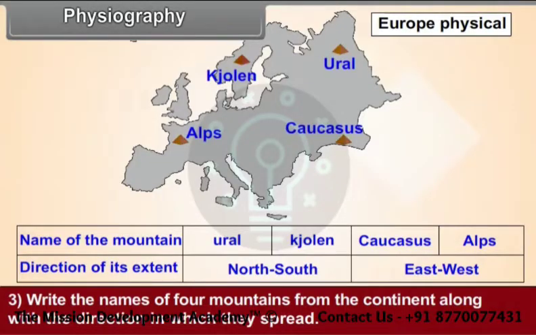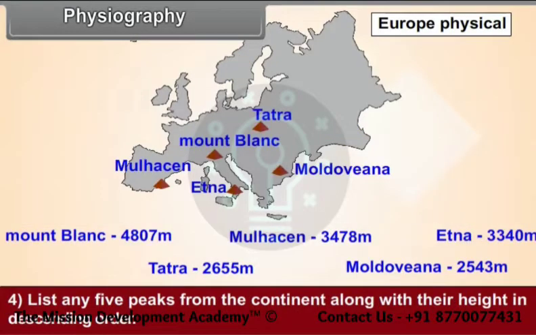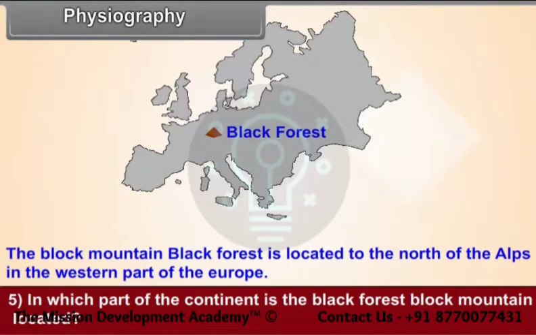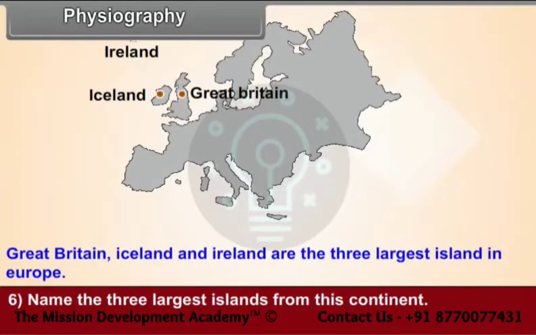Number 6. Name the three largest islands from this continent. Number 7. Where is the distance between the continents of Europe and Africa the least? Number 8. What name is given to the Danube River plain surrounded by mountains?